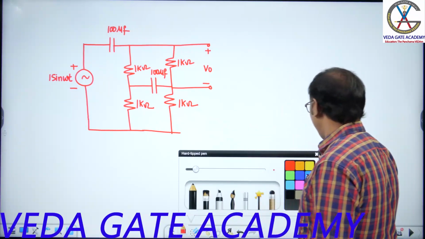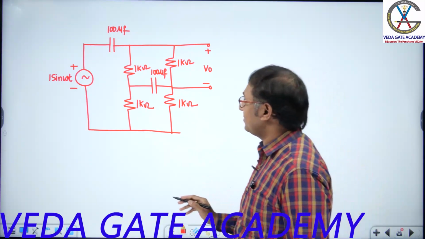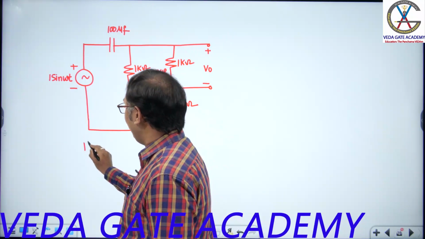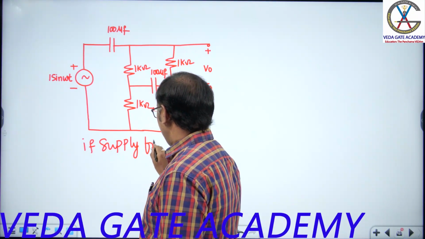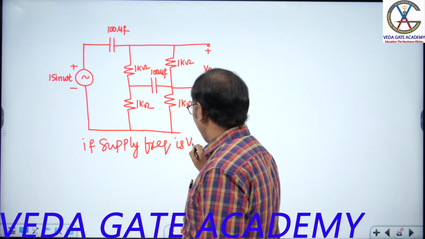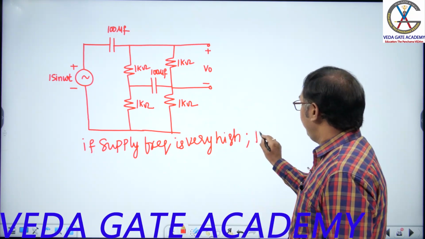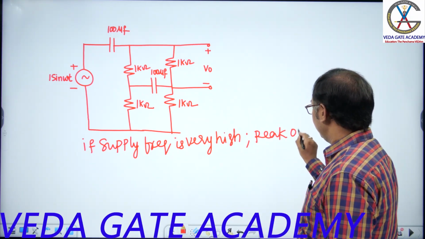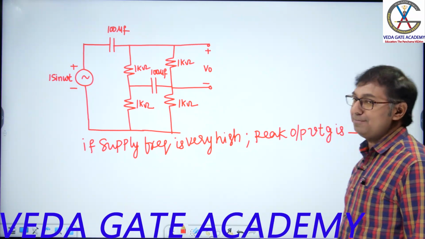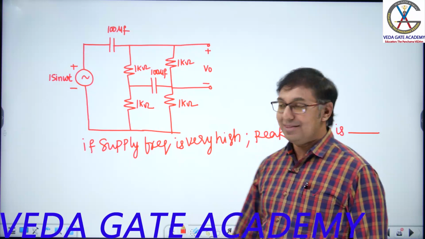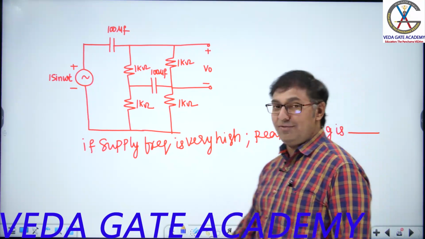The examiner has given some other data here. Under high frequencies, if supply frequency is very high, peak output voltage is dash. This phrase is given by the examiner. Since this phrase is given, see how fast we can do the problem.